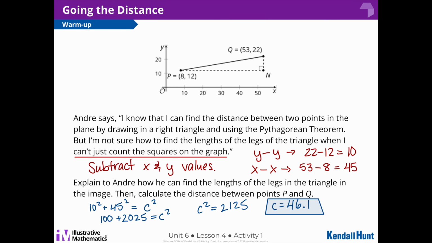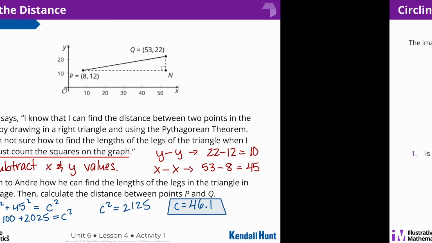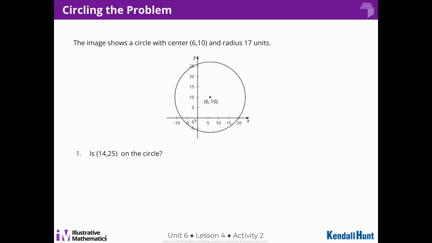So, finding distances using the Pythagorean theorem. It's going to show up multiple times here and is involved in creating the equation of a circle. So let's keep going. Circling the problem. This image shows a circle with center (6, 10) and a radius of 17.